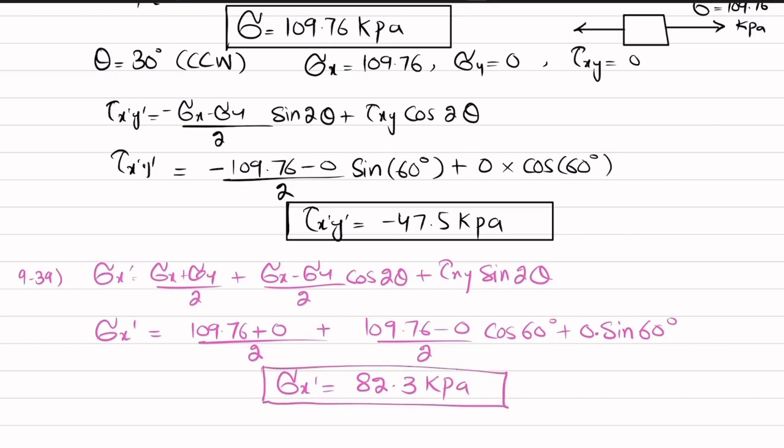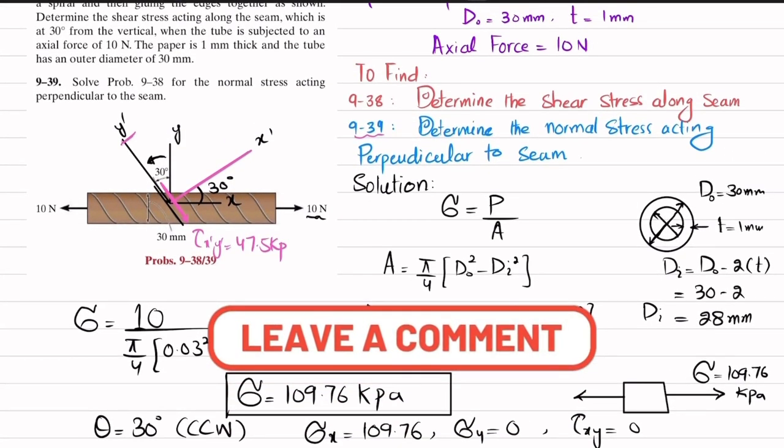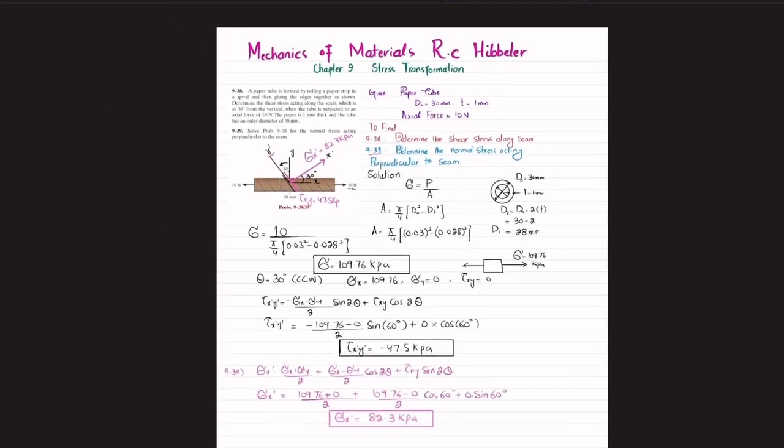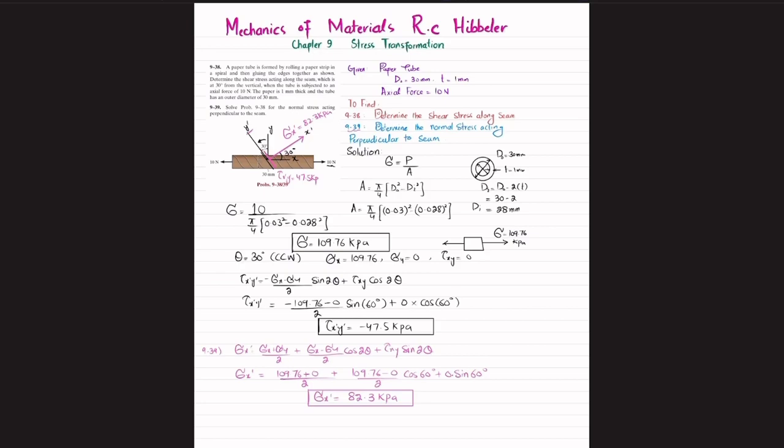So this is the normal stress that will act perpendicular to this seam. This is positive, so this will be equal to your sigma x dash, which is 82.3 kilopascal. So shear stress along this seam will be equal to 47.5, and the normal stress that is acting perpendicular to this seam will be 82.3 kilopascal. And that was all about problem 9-38 and 9-39.